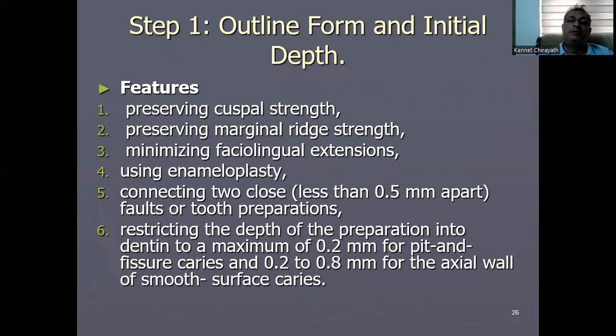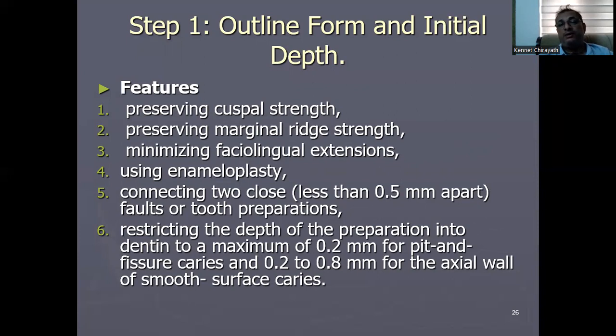Then comes restricting the depth of the pulpal floor, which should always be kept in the dentine. That we will discuss. Dentine means the depth of the cavity should be 0.2 millimeter into the DEJ. Okay, so these are the features of the outline form.